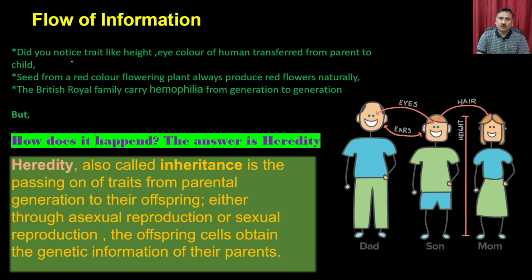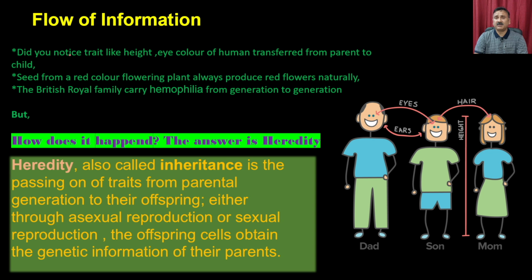We would like to ask the question: how is information passing from one generation to another generation, and what are the different types of molecules which could be responsible for passing the information from one generation to another generation? Now, I'm sure you might have noticed that some of your own traits are matching with your parents.